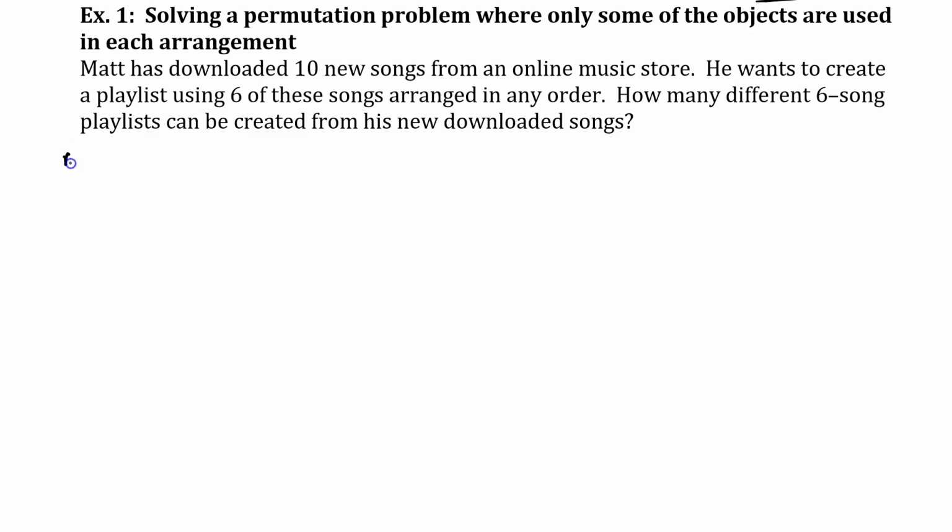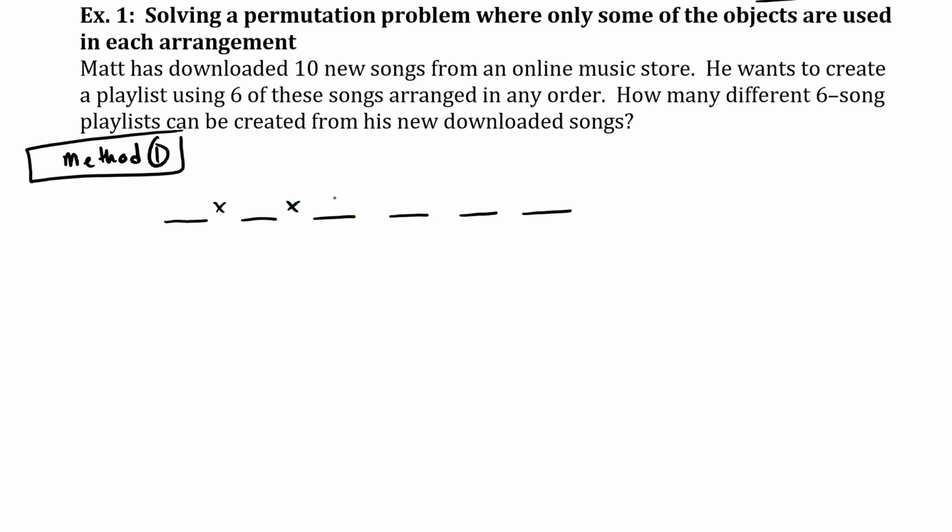So, method 1. This is the one that you feel comfortable with or have seen before from yesterday. I say, okay, there are 6 spots on this playlist. Due to the fundamental counting theorem, we know that we're multiplying. We say in the first slot on the playlist, we have 10 songs available. We don't want to have the same song over and over and over again, though I have been known to do that. We want to have distinct playlists.